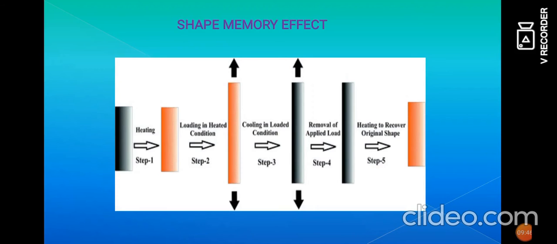This picture clearly shows the shape memory effect. The material is heated, then loading is applied, then cooling, once again removal of the external load, and further heating so that the material will regain the original shape. This is called the shape memory effect.